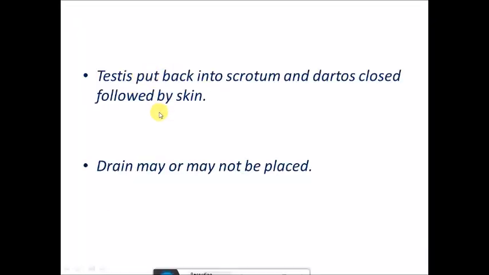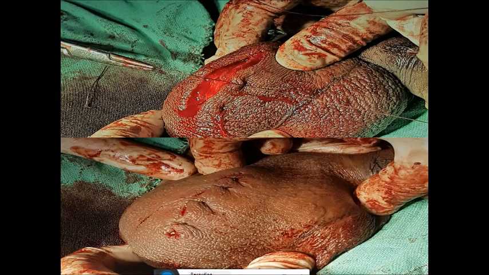Now the testis is pushed back into the scrotum and dartos is closed, which is followed by the skin. A drain may or may not be placed depending on the amount of bleeding or adhesions. So this is dartos being closed. After this the skin has been closed and we have not put the drain because it was a small hydrocele and there was not much dissection required. Thank you so much.